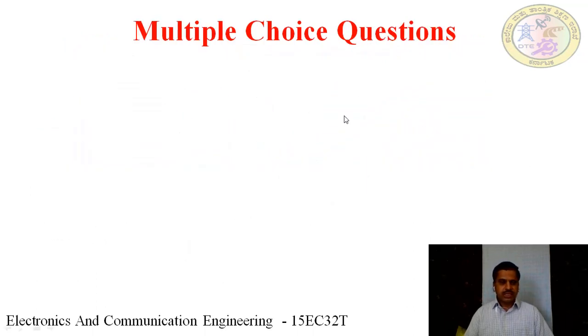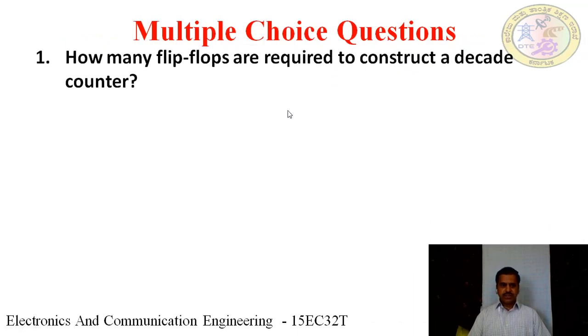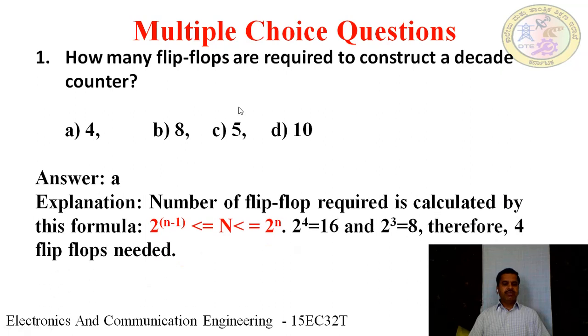Okay, now let's have some multiple choice questions. How many flip-flops are required to construct a decade counter? Let's calculate it. We need 4 flip-flops. We have to use the formula n is equal to 3.32 into log of mod n. Here mod n is equal to 10, log of 10 is 1, so 3.32 into 1 is equal to 3.32. We have to round up to the next integer, so it becomes 4. So we need 4 flip-flops.